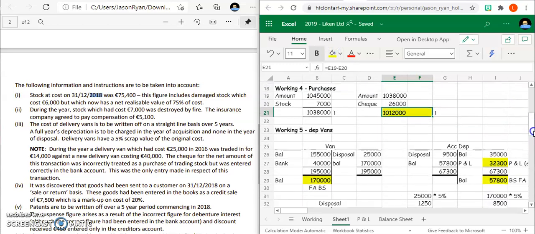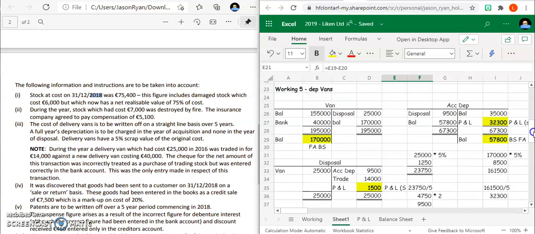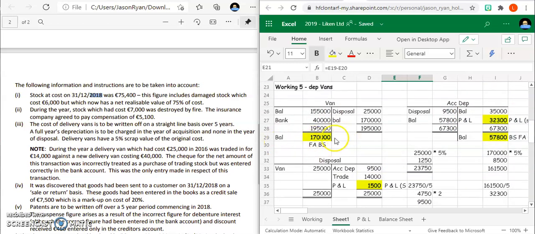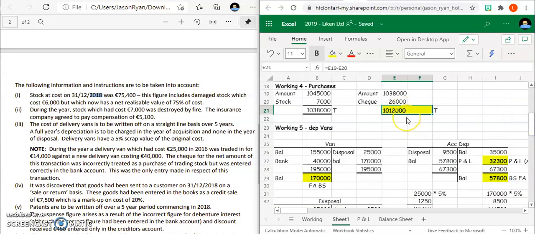So once again, your depreciation of your vans is done a little bit differently. It's going to be still your vans, your cumulative depreciation, and your disposal, finding out the value for your vans, for your fixed assets, the cumulative depreciation for your balance sheet, the profit and loss for this year, the loss for your profit and loss account, and then your trading figure to go into your profit and loss account in your trading section. And that's working 3 answered.